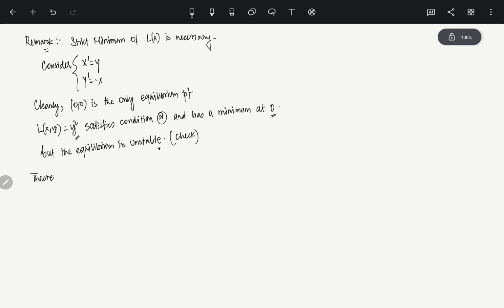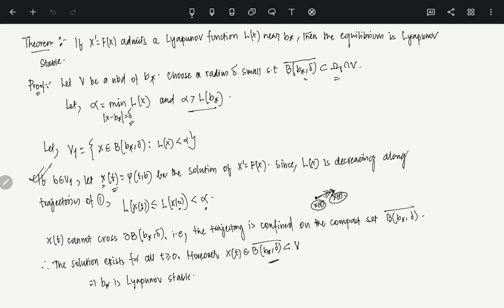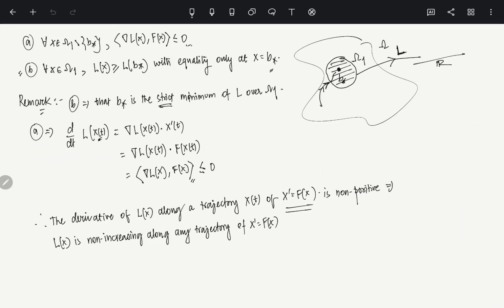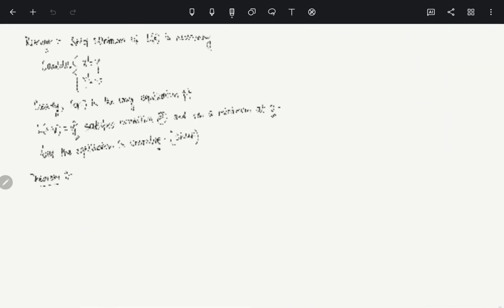See, the next theorem. First of all, what did we show? We showed that if you have a Lyapunov function, the system is stable. Just finding a Lyapunov function is fine. Yes, it's stable. Now, we have assumed that a strict minimum is required at that equilibrium point, but we also assume this: it is less than or equal to 0. So along any trajectory, the Lyapunov function is non-increasing. That's what we have assumed. Now what happens if it is strict? If it is strictly decreasing, is it okay?